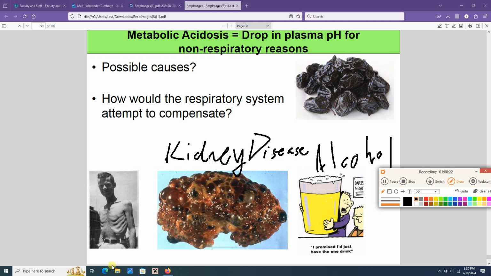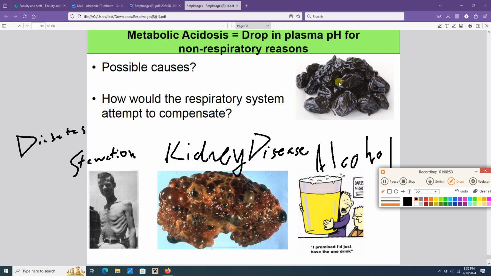If you're starving, then you are going to break down muscle and fat. That says starvation. It doesn't say stewation. It says starvation. If you break down muscle and fat, you make acids from that. Similarly, if somebody has untreated diabetes, you start breaking down muscle and fat from untreated diabetes, and then it can also cause metabolic acidosis. These are prunes over here.